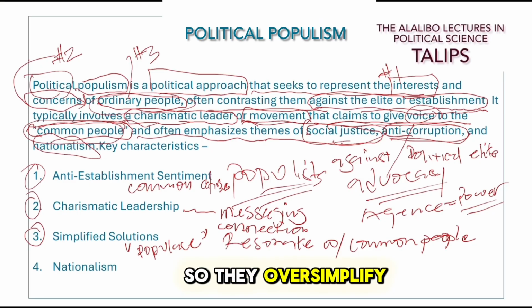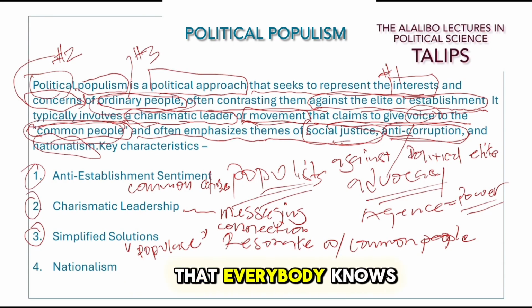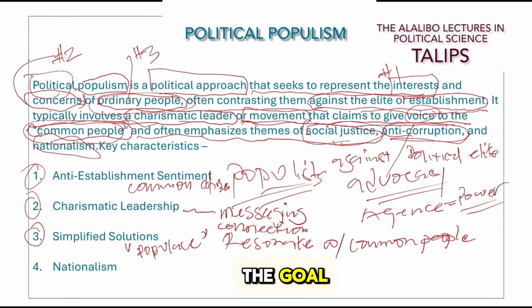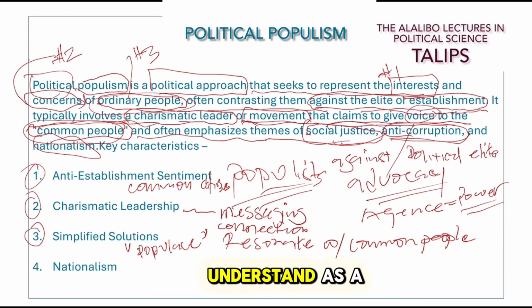So they oversimplify problems. They want to make sure that everybody understands what's at stake. They make sure that everybody knows the objective and the goal and those interests that they are fighting for. Very, very important. So there are no complications, there are no intricacies. They just break it down so that everyone understands what's at stake. And when you understand as a populist what's at stake, what happens? You go against the establishment because you believe the establishment is taking full advantage of you as a member of society, and you want to address that in the most effective way. So simplified solutions is very important for people to understand, right?